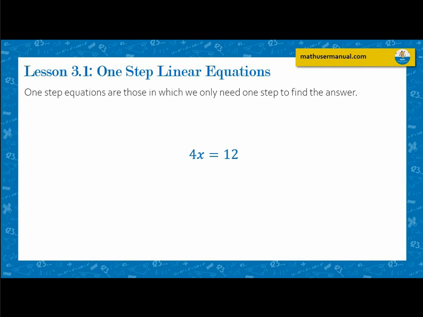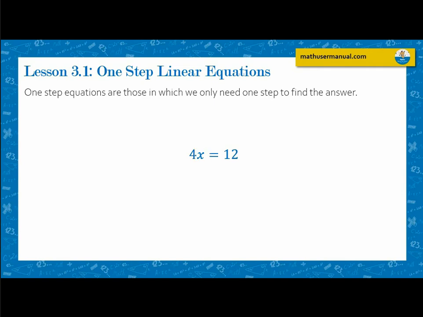But one-step linear equations are not just additions and subtractions. We also have multiplications and divisions. Well, actually, we have many different operations in one-step linear equations. As long as it is just one step, it counts as one-step linear equations. So let's look at this problem.